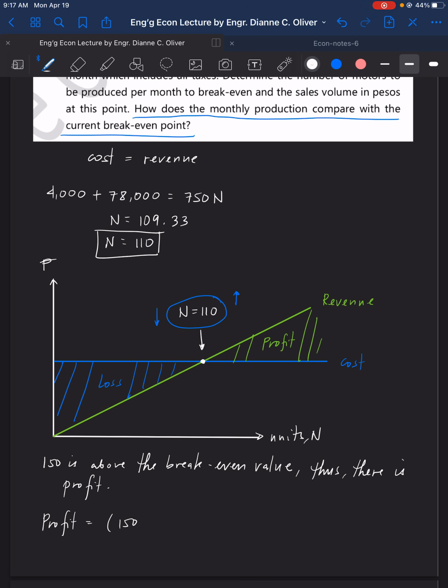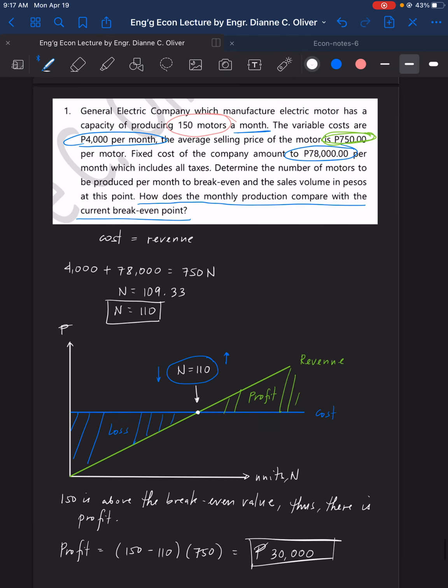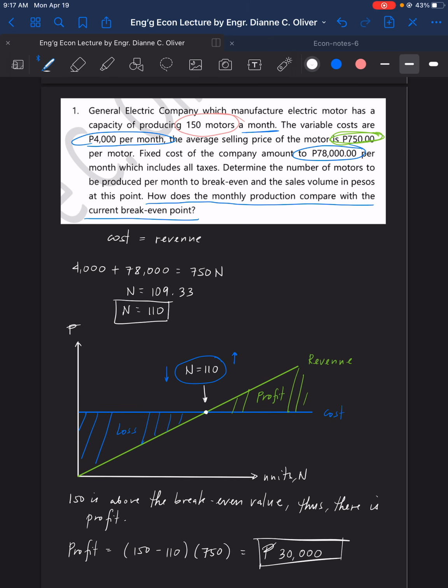subtracting the current break-even point from the current monthly production, multiplied with the price per motor, 750. So the profit is 30,000 pesos per month. So not bad. So indeed, the company is gaining a profit from the production of 150 motors a month given the cost per month. So that's for number 1.